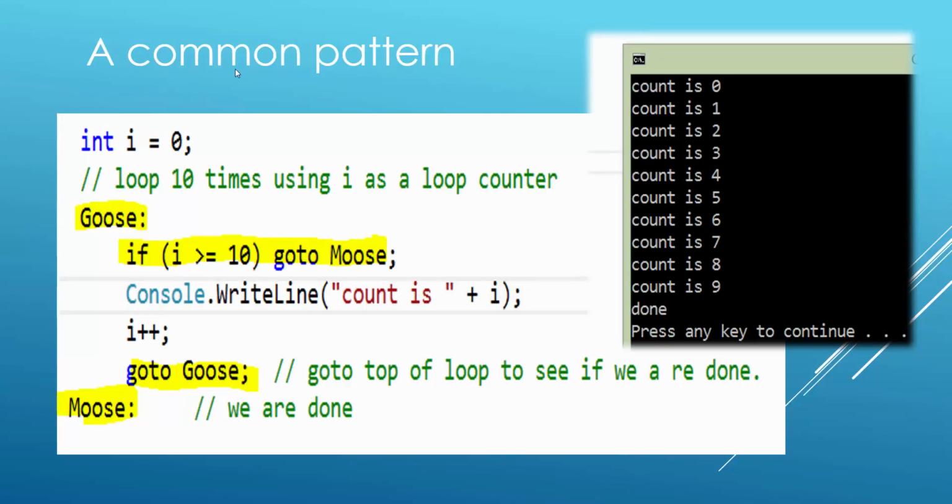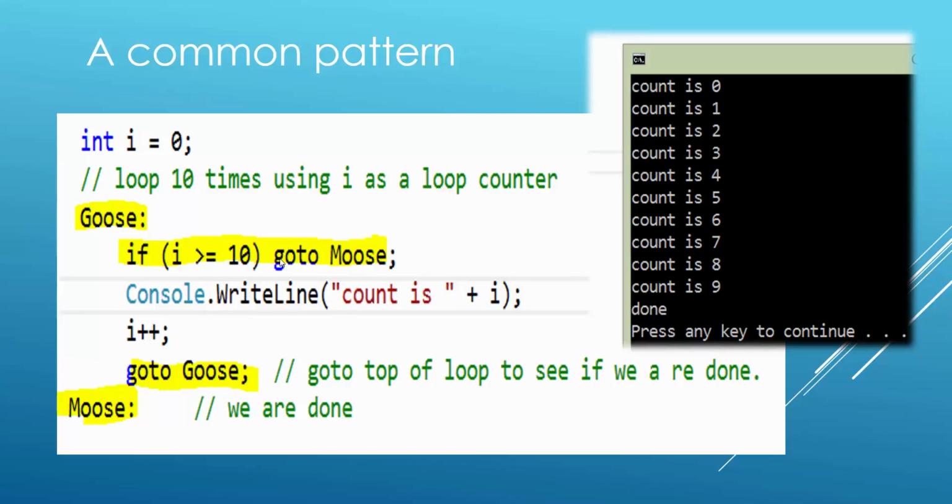Here is a common pattern. The things in yellow comprise our pattern. We have a label called goose. I just used the word goose. Colon at the end here makes it a label. If I have some test condition, in this case the integer I is set to 0, and I ask if I is greater than or equal to 10, go to moose.